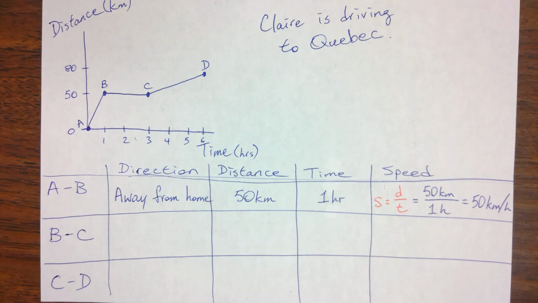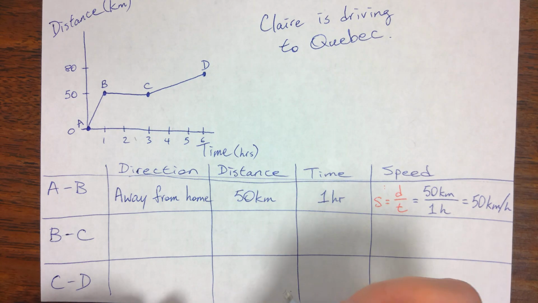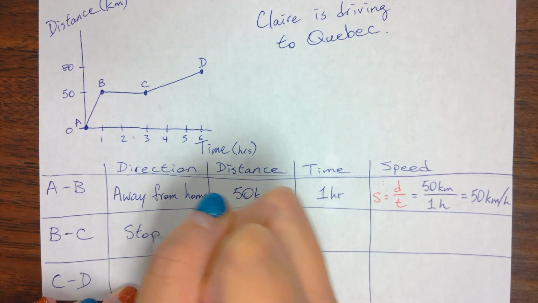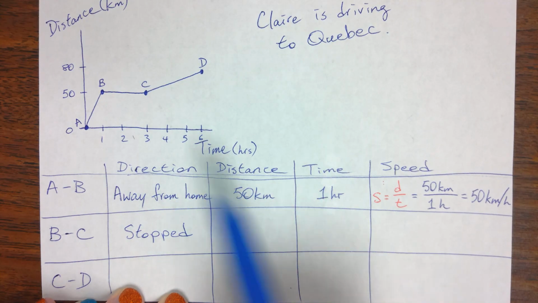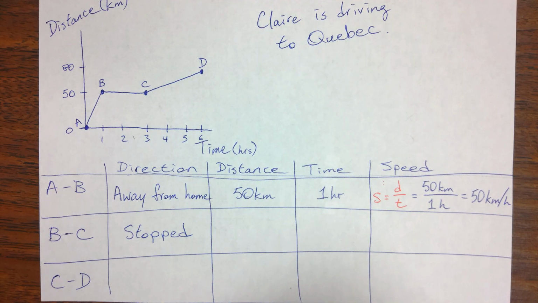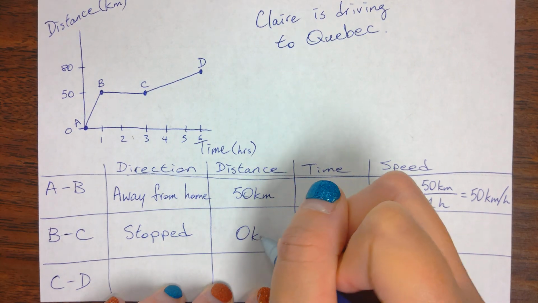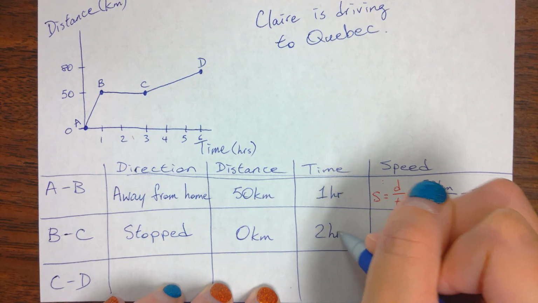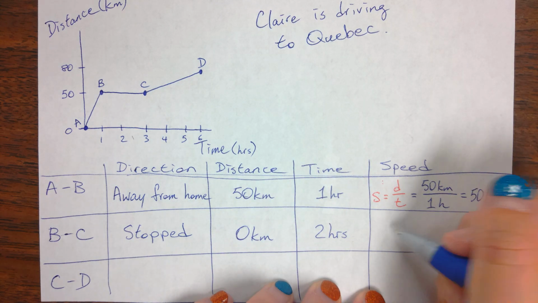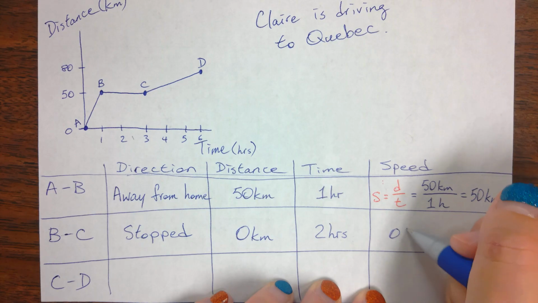What happens from B to C? Okay, Claire, what did you do? Took a break for 2 hours. So, direction, no direction, you basically stop. So in that distance time graph, horizontal line means you stop. So while you stop, what distance did you cover? Zero, right. And as you said, you stopped for 2 hours for lunch. Okay. And so your speed, 0 divided by 2, it's 0 kilometers per hour.